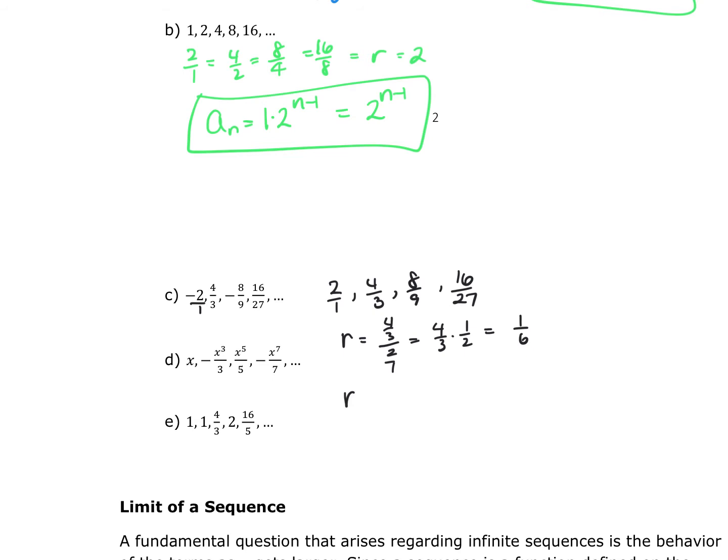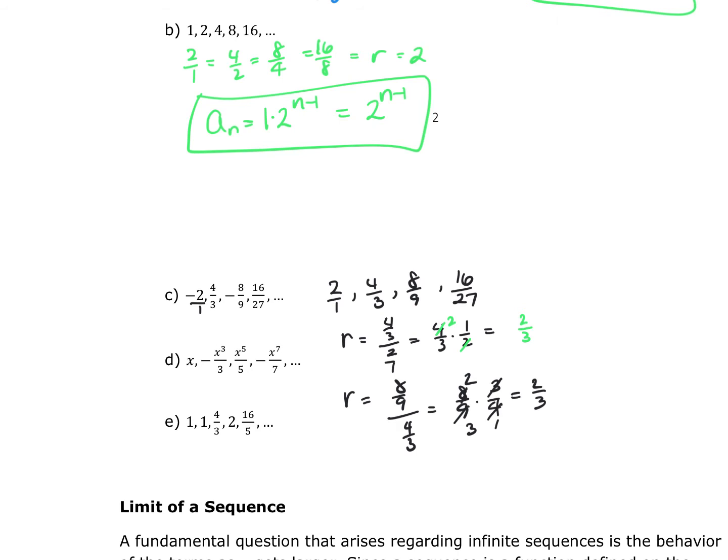Now let's see if it holds for the second one, which is 8 over 9 divided by 4 over 3. So 8 over 9 multiplied by the reciprocal, 3/4. This cancels here to be, oh, that should be, make sure you know how to cancel correctly, and clearly I didn't. So this is 2/3. And then this cancels into 3, 1, 2, oh, it's 2/3. Oh, well, look at that.